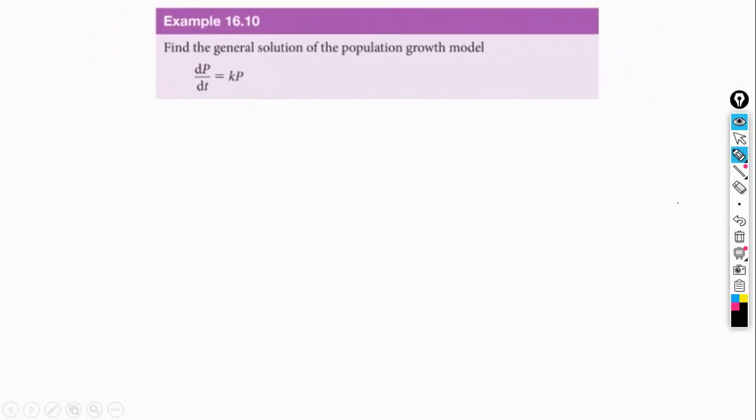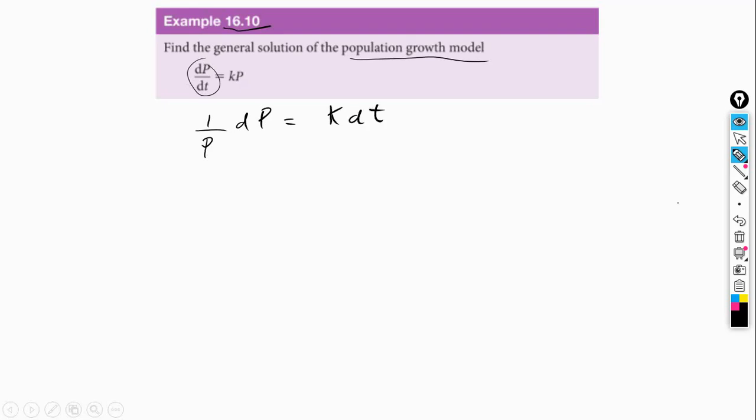So now let's take a look at example 16.10. And it says, find the general solution of the population growth model: the differential of p over the differential of time is equal to k times p. So this is the rate of change of a population with respect to time. Notice that we could simply rearrange the equation into the form 1 over p dp is equal to k dt.